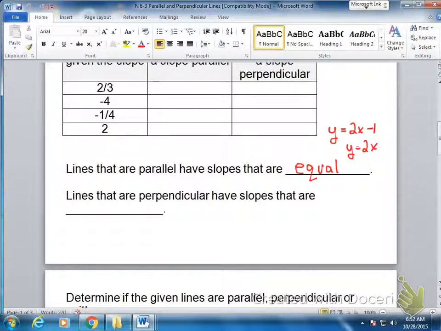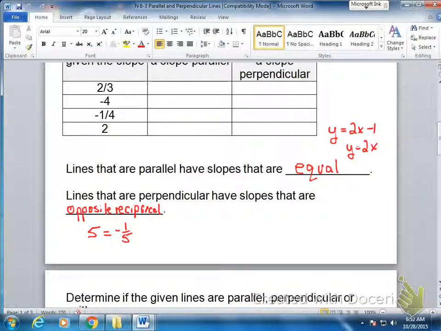Lines that are perpendicular are a little bit tougher sometimes. They're opposite reciprocals. Opposite means you're going to change the sign. If something's negative, you're going to change it to positive. If it's positive, you're going to change it to negative. Reciprocal means you're going to flip whatever it was. So, for example, if I had 5, the opposite of positive 5 is -5, and the reciprocal is 1/5.